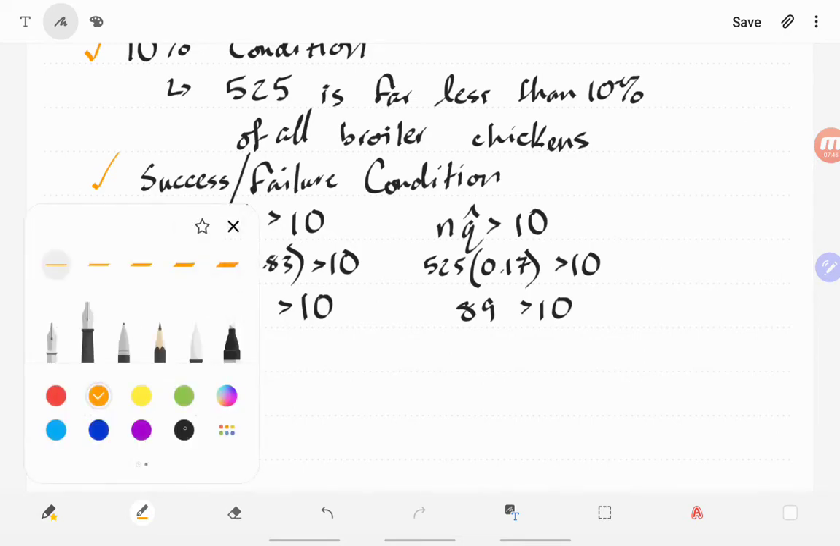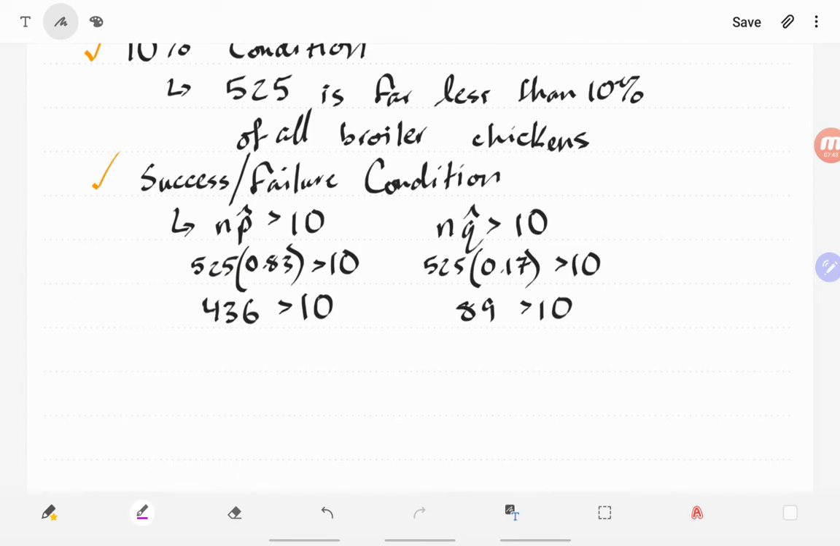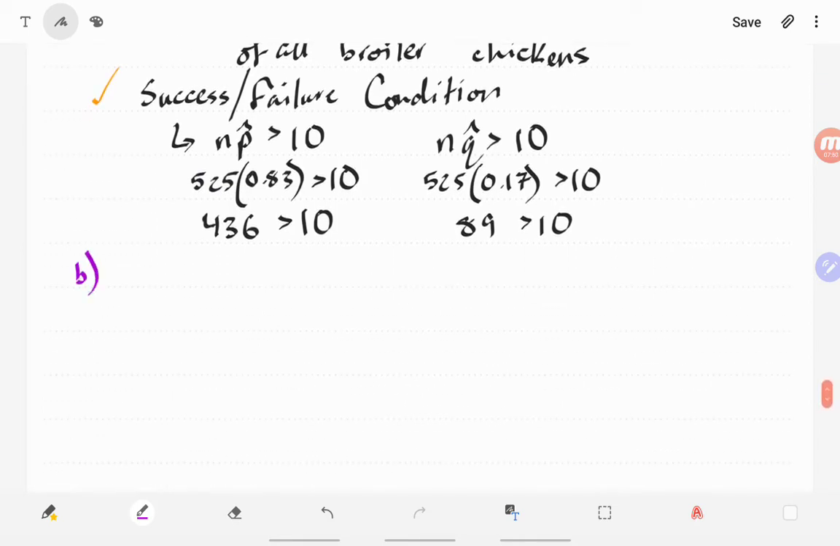So part B here, and let's switch to a different color here. Part B of this problem wants us to construct a 95% confidence interval. A 95% confidence interval is just a way for us to say, hey, I am 95% confident that the true proportion of all chickens that have this bacteria lies within this interval, right? An interval, we're going to have a lower bound, and we're going to have an upper bound, okay?